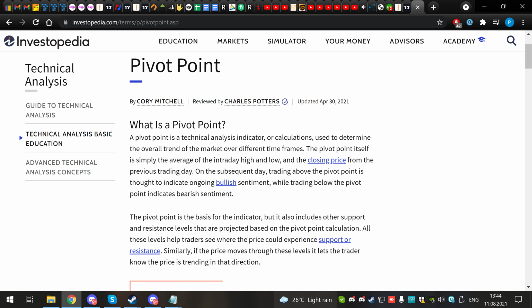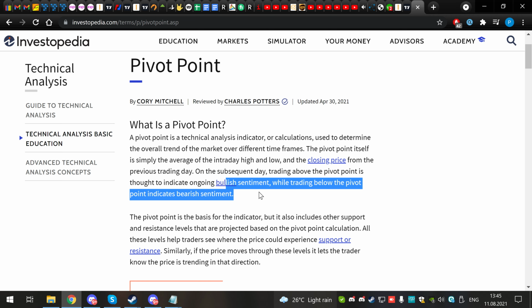A pivot point is a technical analysis indicator, or calculation, used to determine the overall trend of the market over different time frames. The pivot point itself is simply the average of the intraday high and low and the closing price from the previous trading day. On the subsequent day, trading above the pivot point is thought to indicate ongoing bullish sentiment, while trading below the pivot point indicates bearish sentiment. So that's very simple but important.